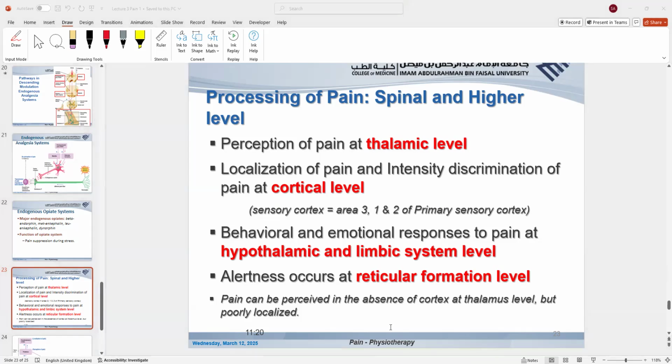Now, as we discussed in the very beginning, the pain sensation is accompanied by certain behavioral and emotional responses also. These responses occur because of involvement of the hypothalamus and the limbic system, a deep system in the cerebral cortex. Also, the person feels very uncomfortable and alert if the pain is there. So this alertness occurs at the level of the reticular formation. These things are given in the next slide.